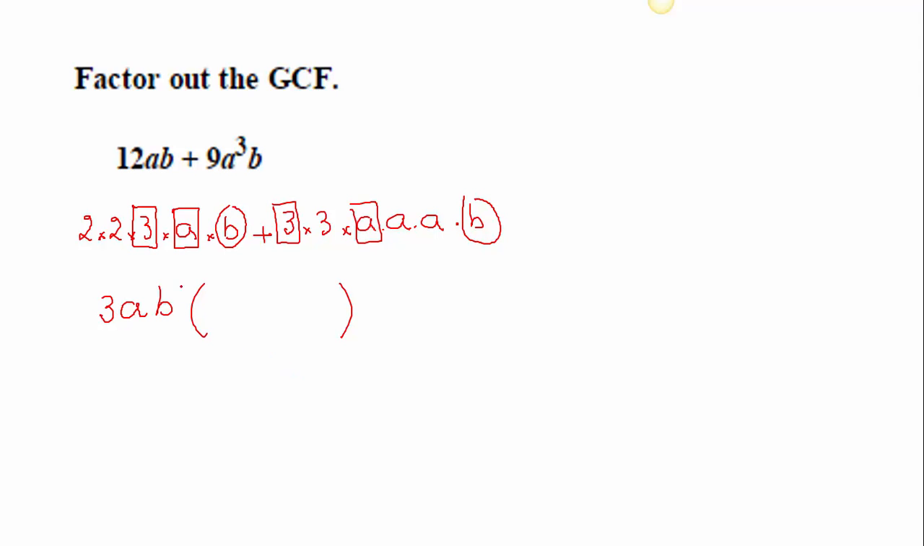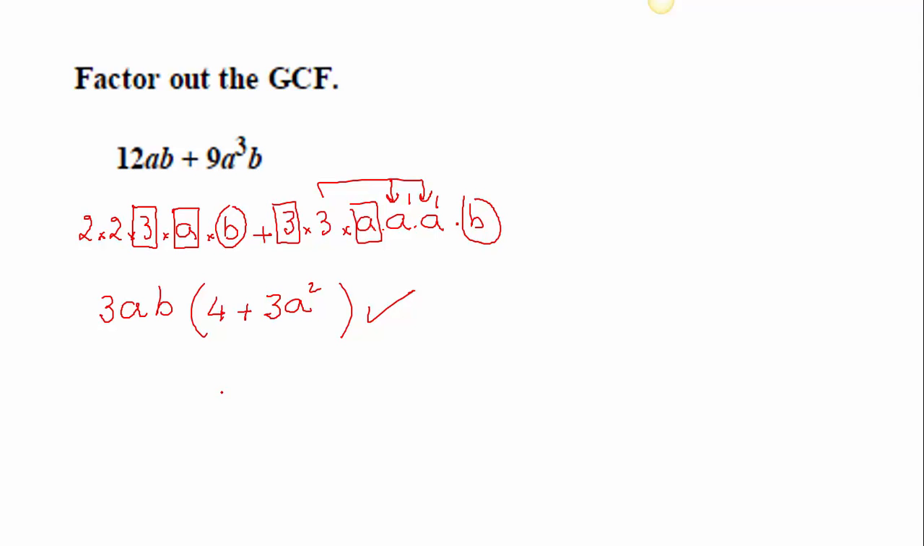So if you remove 3AB from the first term, what is left? 2 times 2, which is 4. If you remove the 3AB from the second term, you're left with 3 times A times A. What is A times A? We add the exponents. 1 plus 1 is 2, and this would be 3A squared. And that would be the final answer. So this can be factored, therefore it's not prime. Anything that can be factored is not prime.